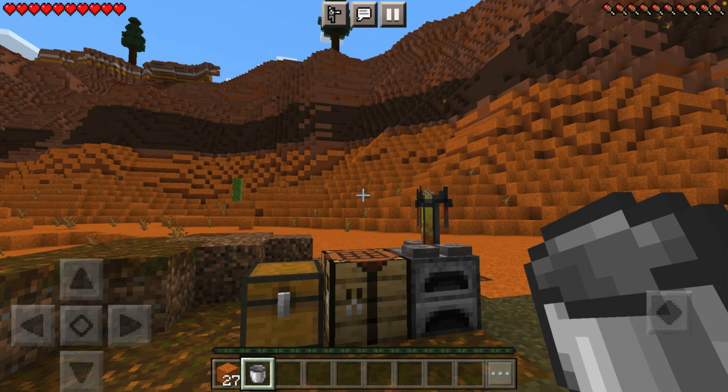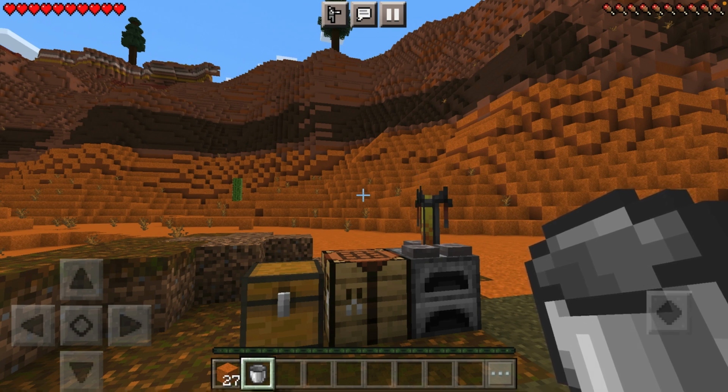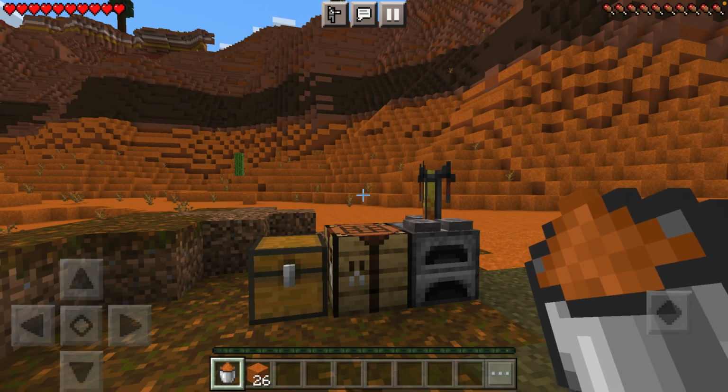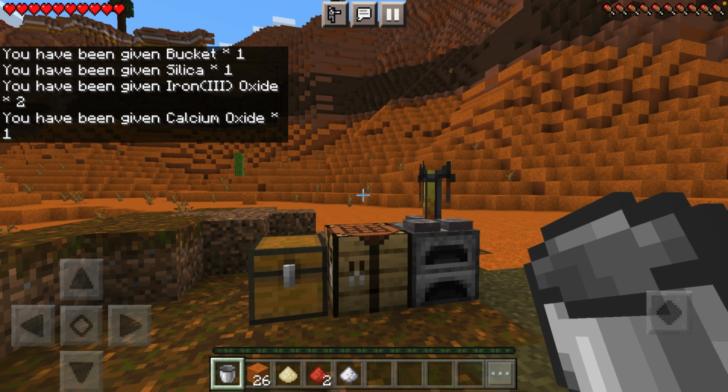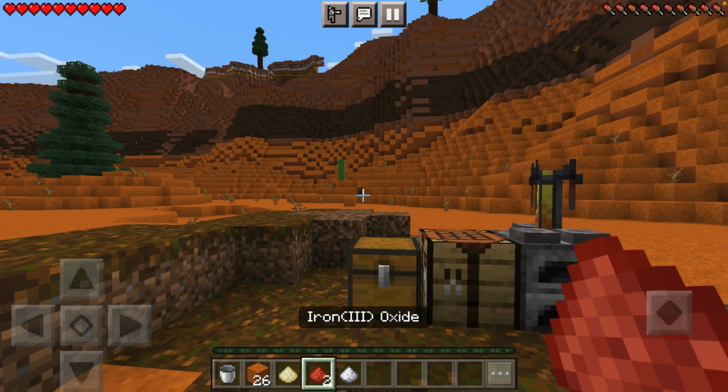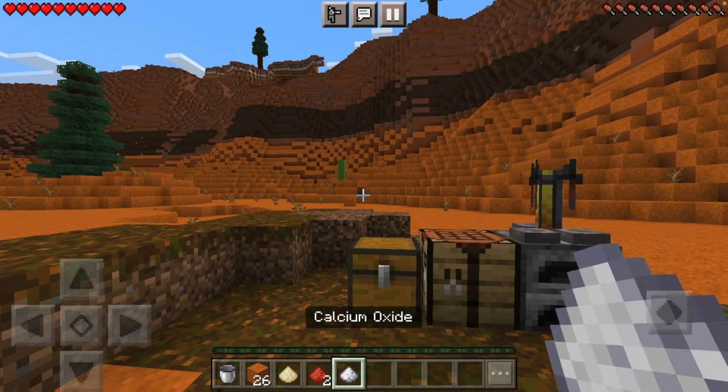Now, my idea to get the iron oxide is to do the same thing as with the sea salt. All I have to do is craft these two items to get a bucket of red sand. And when you hold click it, boom! We got one silica, two iron oxide, and one calcium oxide.